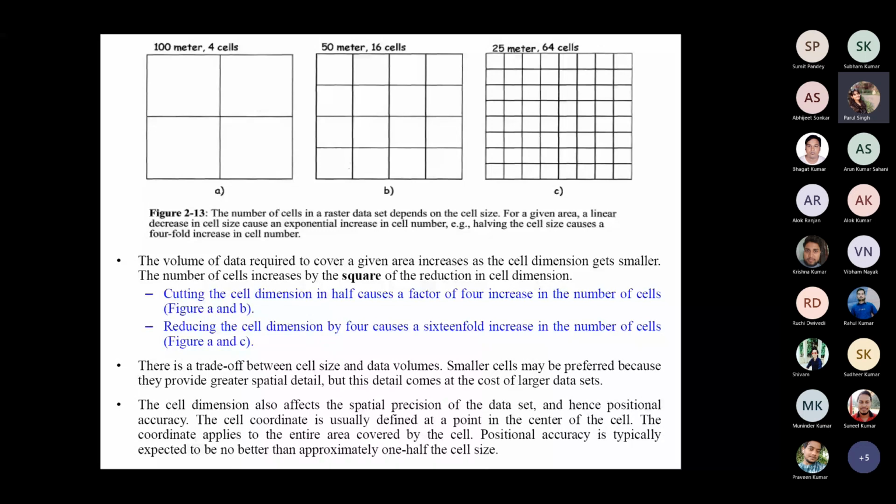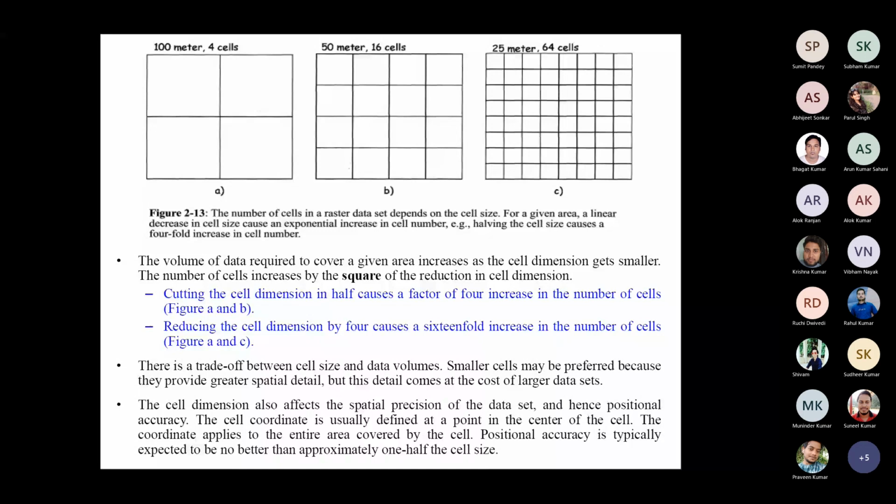Actually, there is always a trade-off. Why is there a trade-off? Because if you increase the size of the cell, like if you use the 100 meter resolution, the number of cells will be less. There are just 4 cells, and in the same area, if there is a 25 meter resolution, the number of cells is 64. There is a trade-off between the number of cells and the cell dimension.